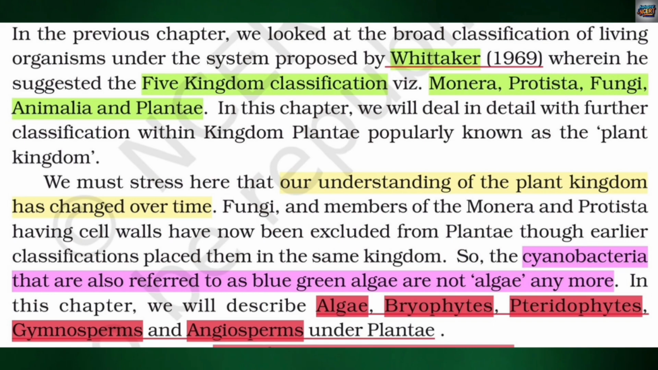We must stress here that our understanding of the plant kingdom has changed over time. Fungi and members of the Monera and Protista having cell walls have now been excluded from Plantae, though earlier classifications placed them in the same kingdom. So the cyanobacteria, that are also referred to as blue-green algae, are not algae anymore. In this chapter, we will describe algae, bryophytes, pteridophytes, gymnosperms, and angiosperms under Plantae.